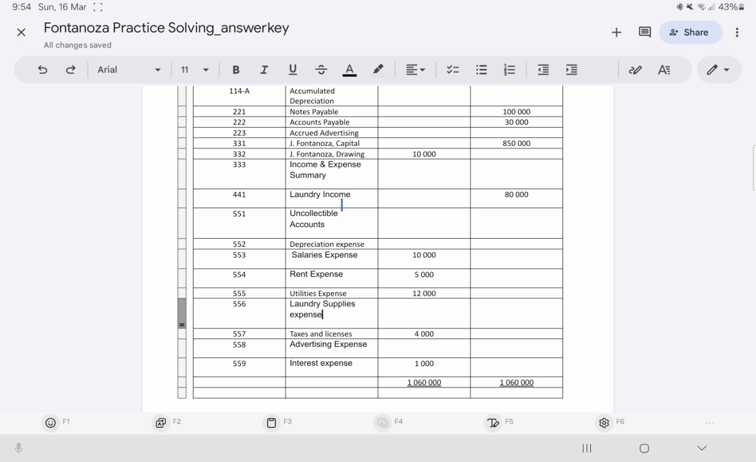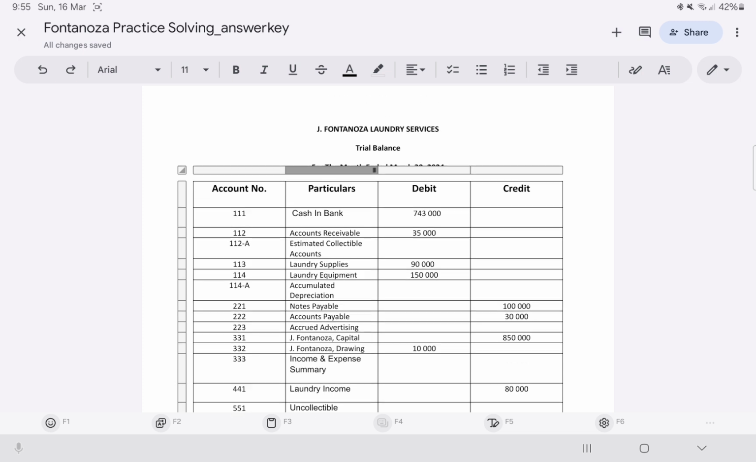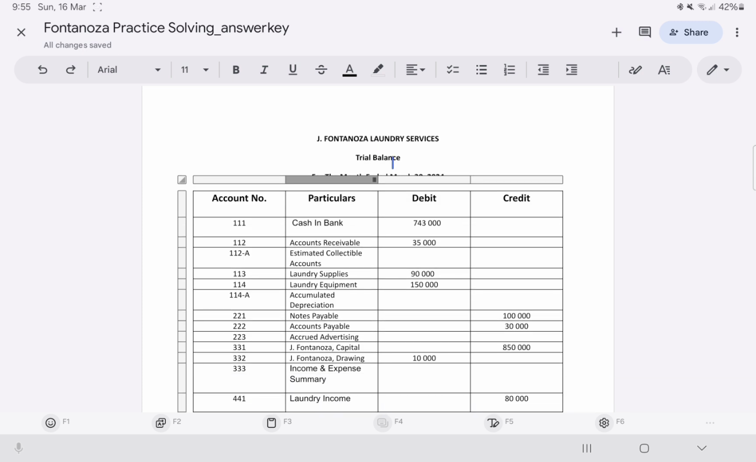These are the types of accounting titles that have no data in the general ledger yet. If these would be solved by the next meeting, if there will be additional information for the transaction under the problem of J. Fontanoza Laundry Services, then this trial balance will be changed, and it could be read or determined as an adjusted trial balance. But for now, this is a trial balance, so it's still unadjusted.